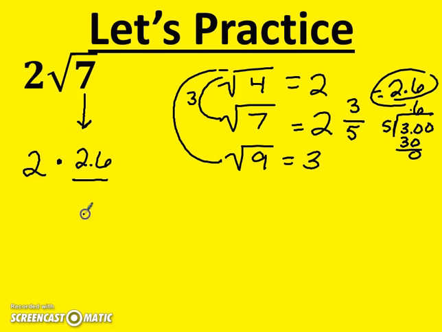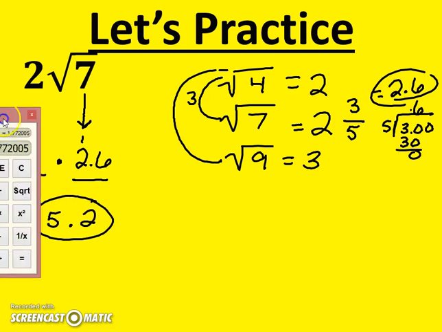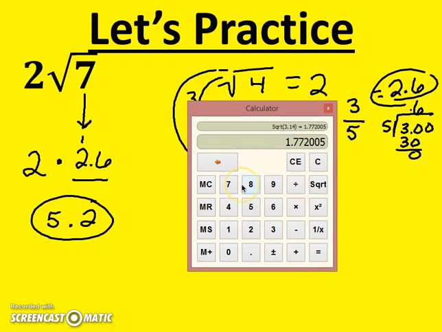2 times 6 is 12. 2 times 2 is 4, and 1 more is 5. And put our decimal place in. So this value is about 5.2. Now, remember I said it was about 5.2. Let's see what it equals in the calculator. 7 square rooted, that's 2.64, times 2 is 5.29. So it is almost exactly the same. It just rounds up to 5.3.